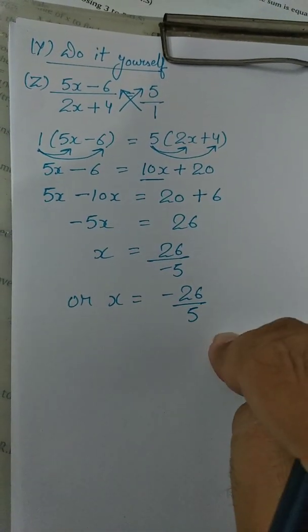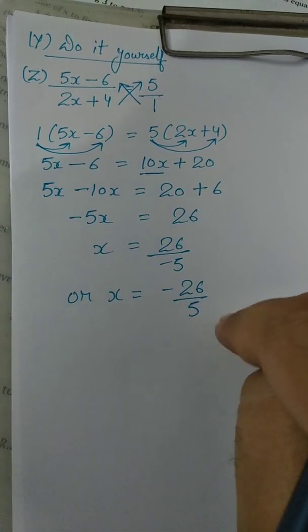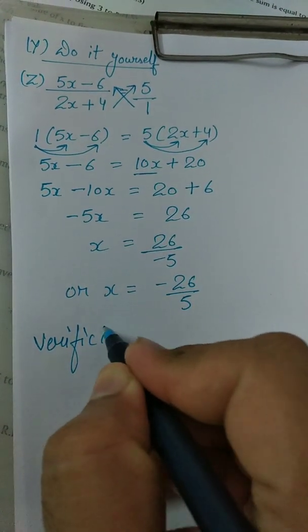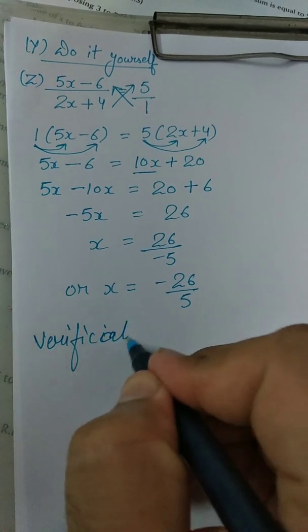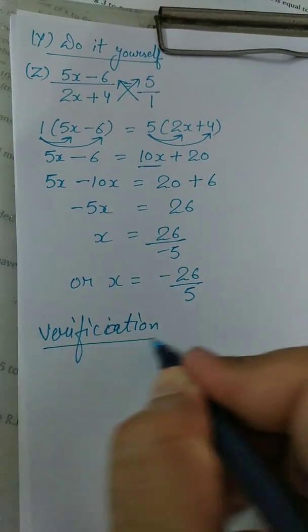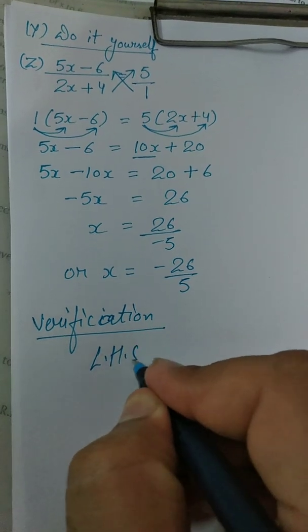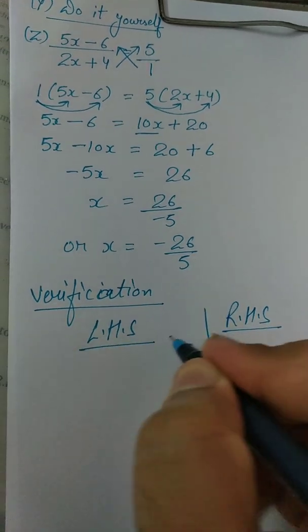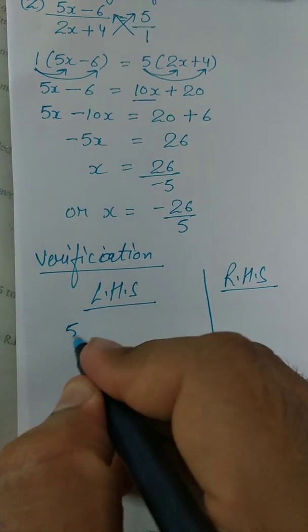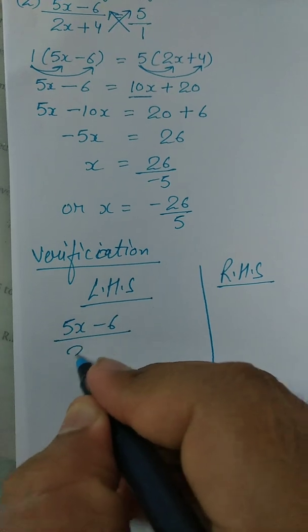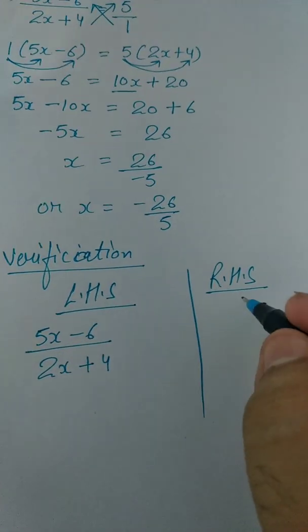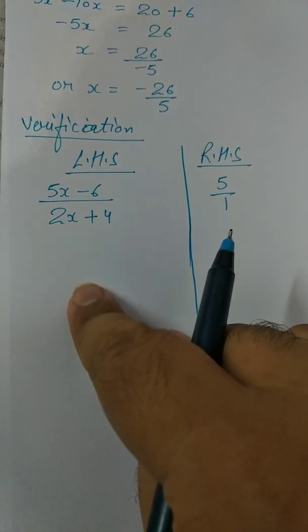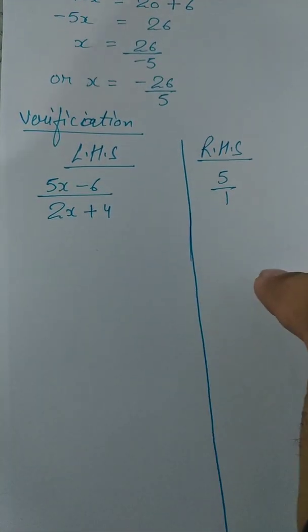Now you have to verify that this is the correct answer or not. For this you have to do the verification. Right? Make 2 columns, one for the LHS and second one for the RHS. In LHS 5x minus 6 upon 2x plus 4. In RHS 5/1. Right? Solve one side in one time, then after that solve the next side.